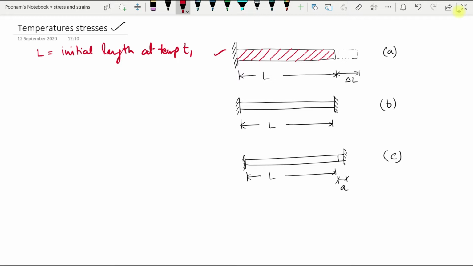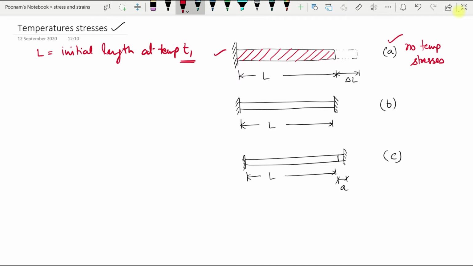And if the temperature drops from the ambient temperature T1, then this material will have a tendency to contract. Now here in this diagram, figure A, since there is no constraint on change in length of the specimen, no stresses, no temperature stresses will be developed in this case.